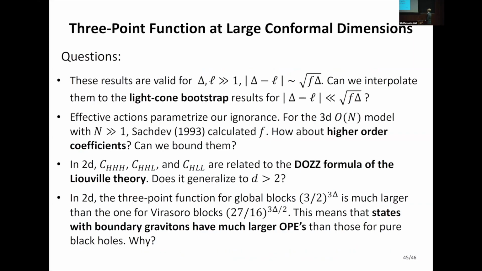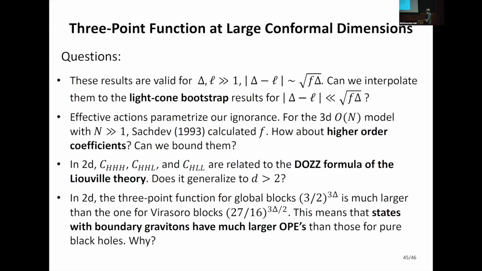So I would like to end with a few questions. This formula that we derived is valid for large conformal dimension and angular momentum, in the limit when the difference of delta and angular momentum goes like square root of f times delta. And there is another approach called light-cone bootstrap to go to high conformal dimensions, but that is in the limit when the difference is much smaller than the square root of delta. So it would be nice to actually interpolate between them. We are hoping that we can push our method to go to the light-cone bootstrap region, but we couldn't quite do it.